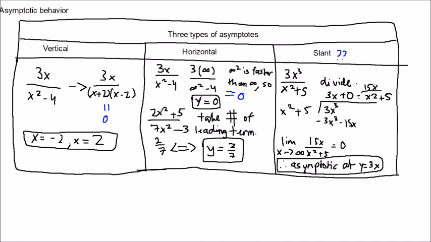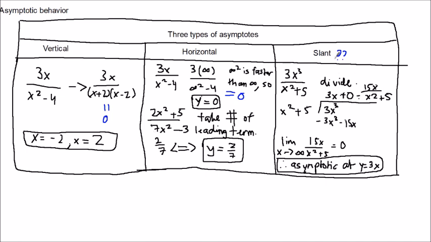If they're the same, so x squared and x squared, you just take the ratios of the two, because they both go at the same speed. It's just that one goes 2 times as fast and one goes 7 times as fast. So we take 2 and then we take 7 for this case, right?